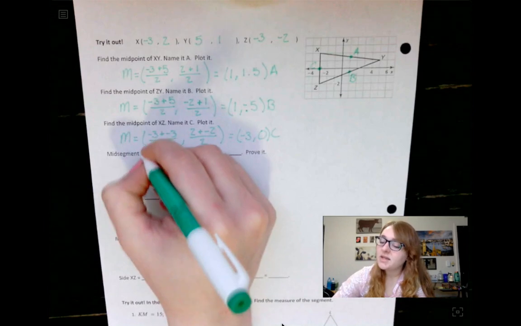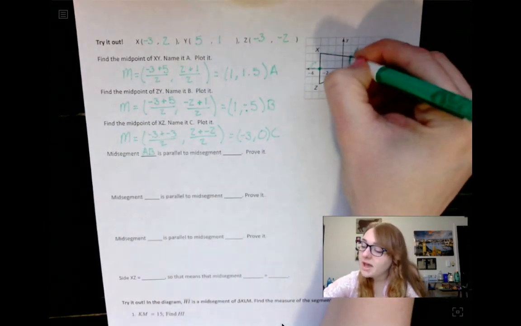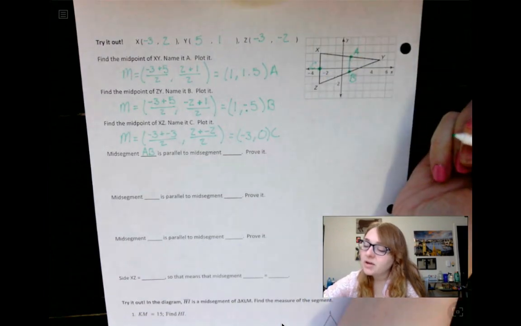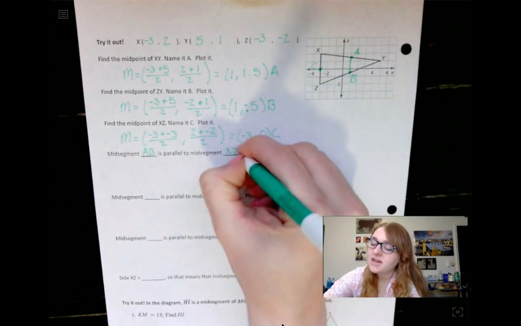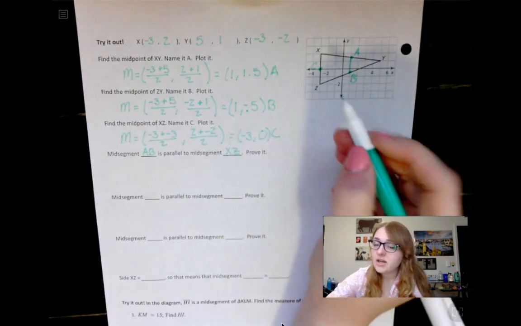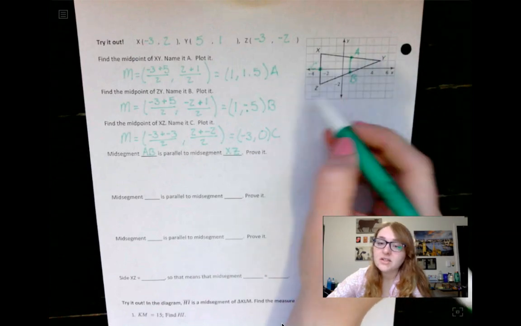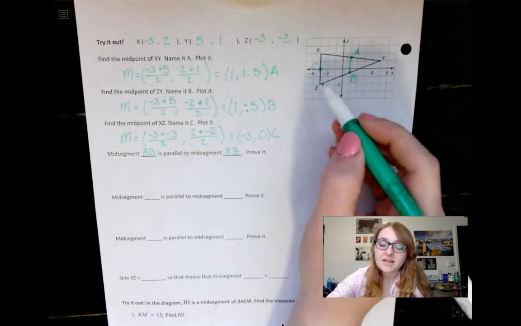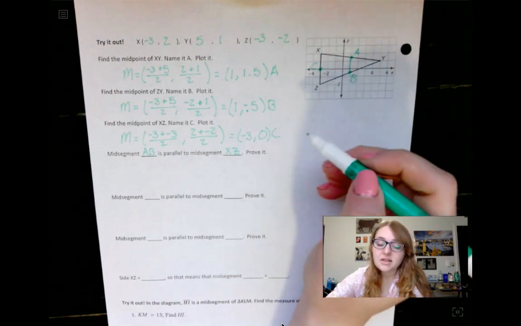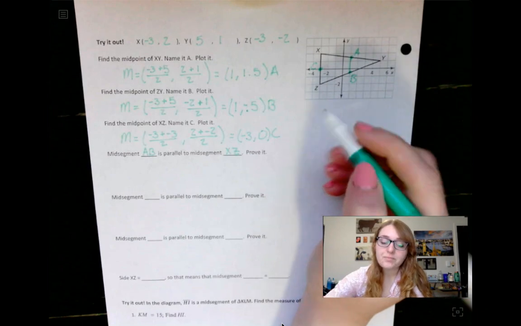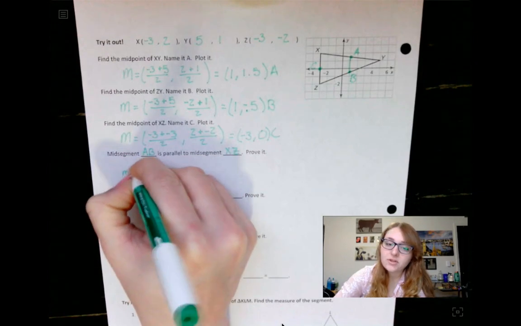Is midsegment AB, so between A and B, parallel to segment XZ? That is the side that it is not touching. AB is touching XY and ZY, so the third side that it would be parallel to is XZ. So let's calculate the slope for both of these lines to see that they are in fact parallel, like the theorem says. So lowercase m for slope.